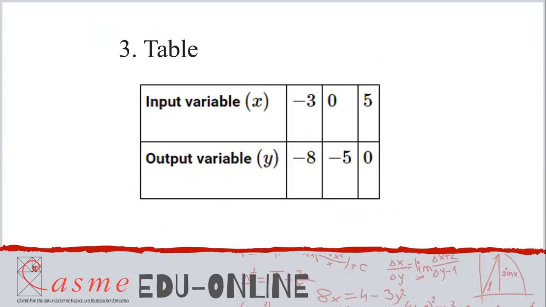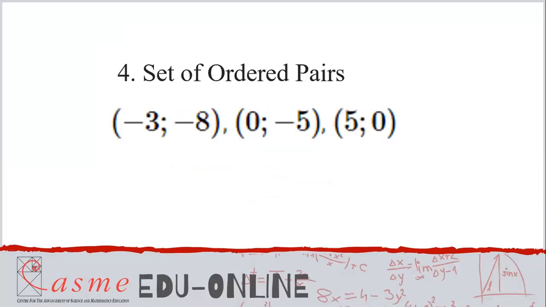Also, we can use the table. If we're having the input variable, which is the x values, and the output variables, that is also another representation of the functions. We can also have it in the form of a set of ordered pairs: (-3, 8), (0, -5), (5, 0). So we are still representing the function there.